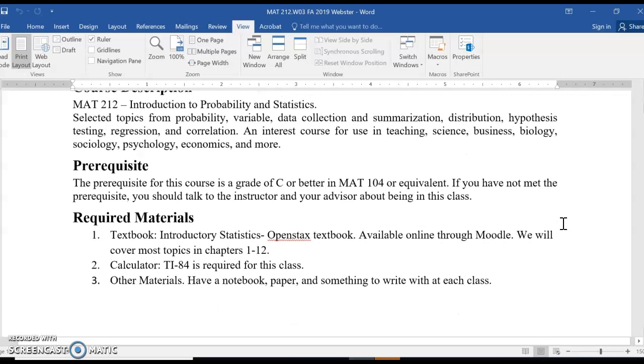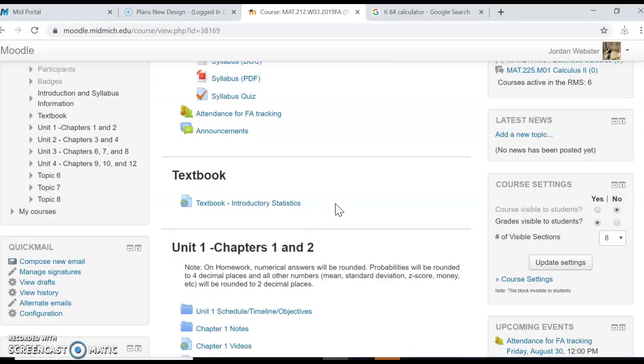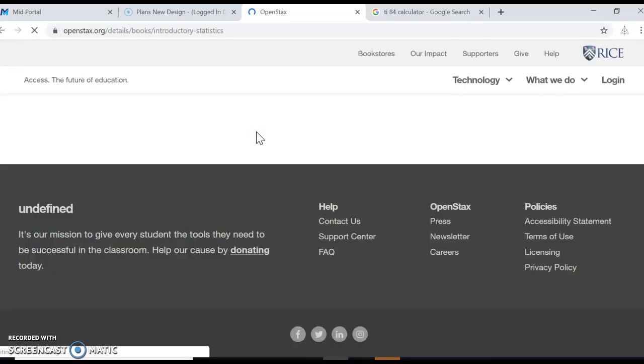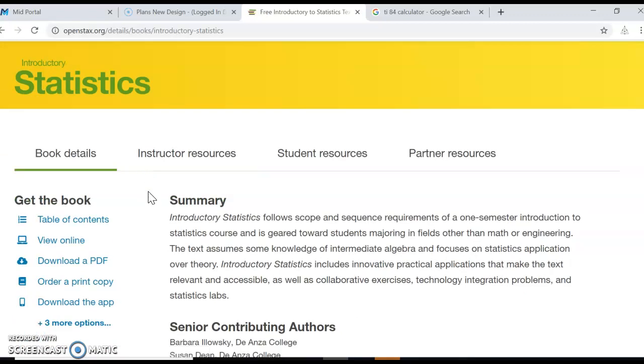Now, the textbook for this course is Introductory Statistics. It's an OpenStax textbook, so it's free. If you look at your Moodle shell, it's already in there. So you can click on that. That'll bring you to the OpenStax site, specifically the statistics textbook, and you can view this online.